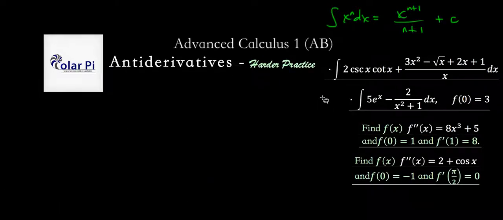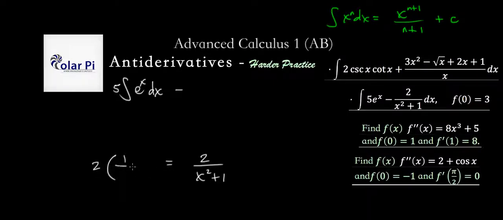So the second practice problem, again using the sum and difference rule and the constant rule, I could take out the constant in front of the antiderivative or integral, and so I write this e to the x dx, right? And then we go minus, notice that 2 over x squared plus 1 is like 2 times 1 over 1 plus x squared, right? So I prefer to view it through this lens, right?